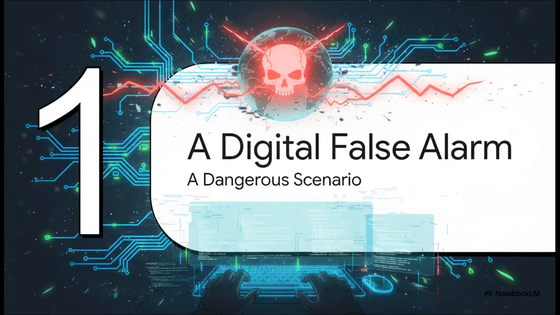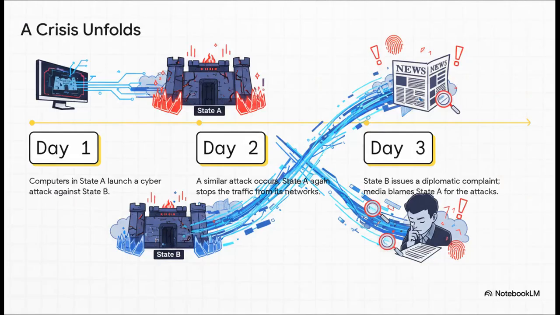So, to give you a sense of just how high the stakes really are, we're going to walk through a crisis scenario. It's basically a digital false alarm where some very misleading evidence pushes two entire nations right to the brink. Okay, picture this. Day 1, a massive cyber attack hits a country we'll call State B. The digital trail leads directly to computers inside a NATO country, State A. Day 2, bam, it happens again.